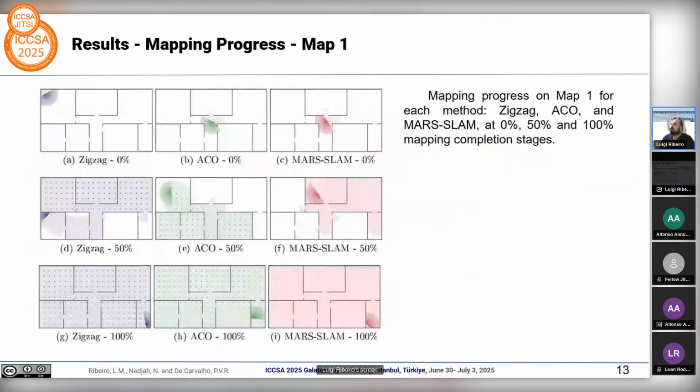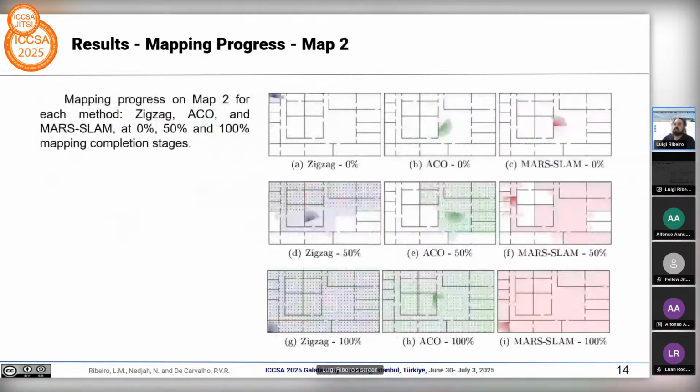Map progress on Map 1 for the three methods: zigzag, ACO, and MARS-SLAM, at 0, 50, and 100% map completion stages. Here, map progress on Map 2 for the three methods: zigzag, ACO, and MARS-SLAM, at 0, 50, and 100% map completion stages.